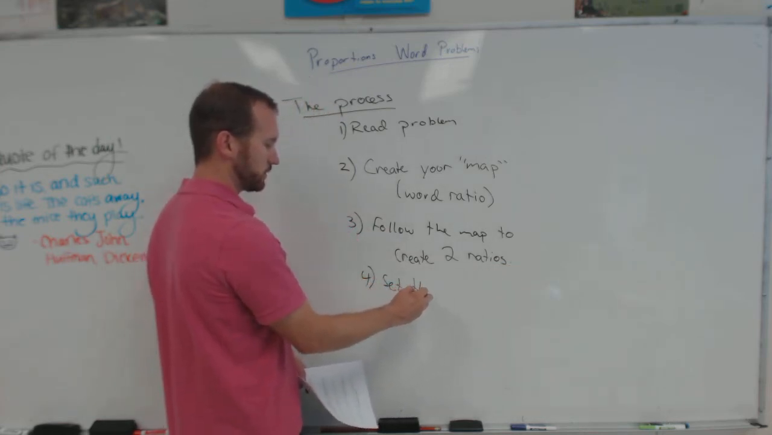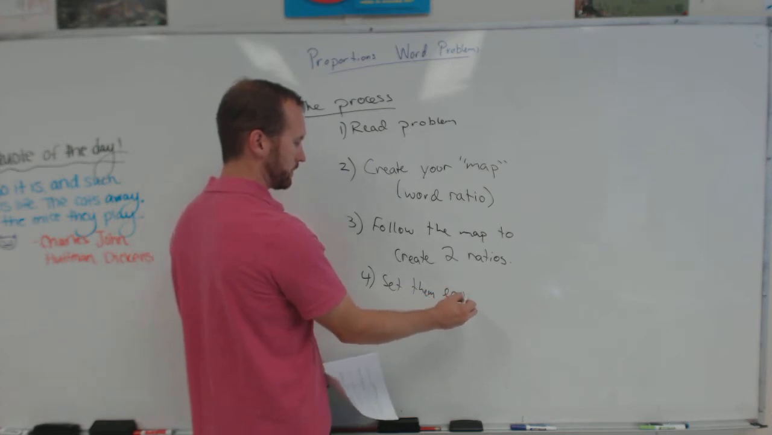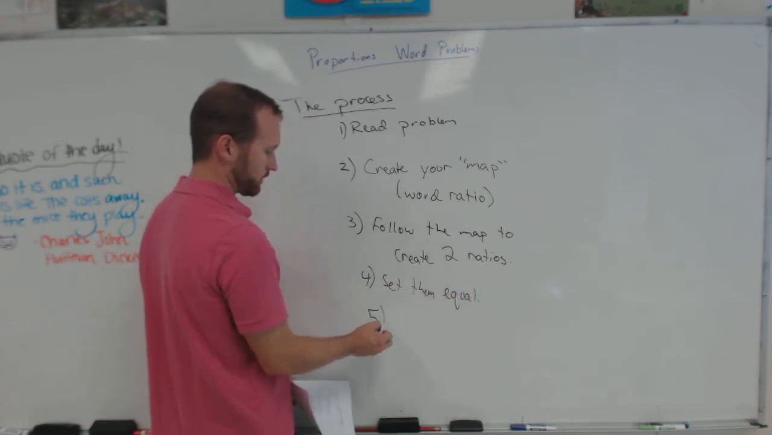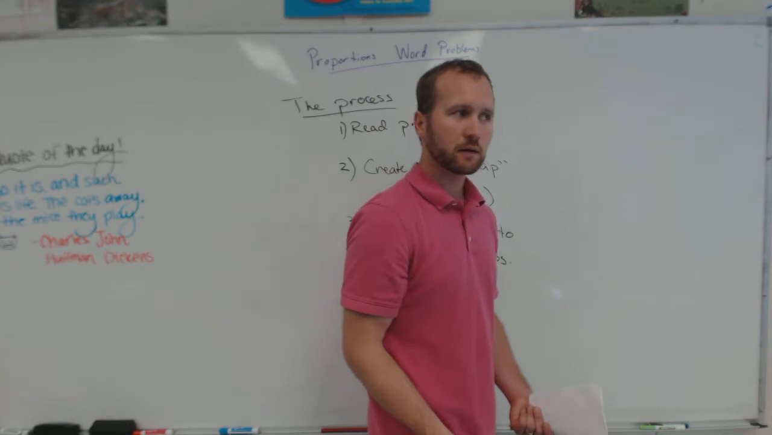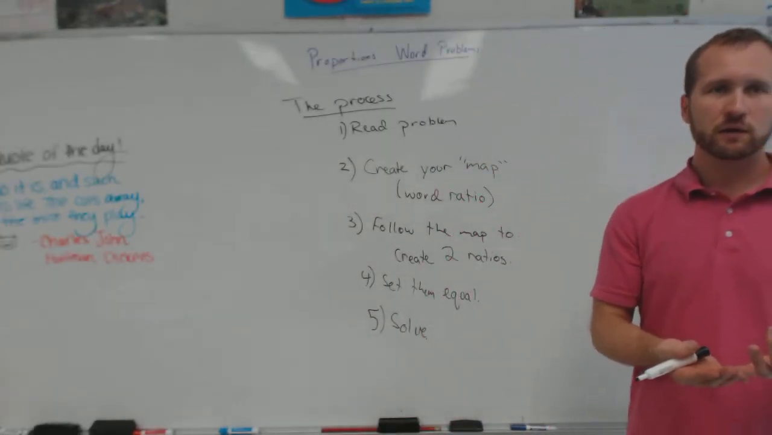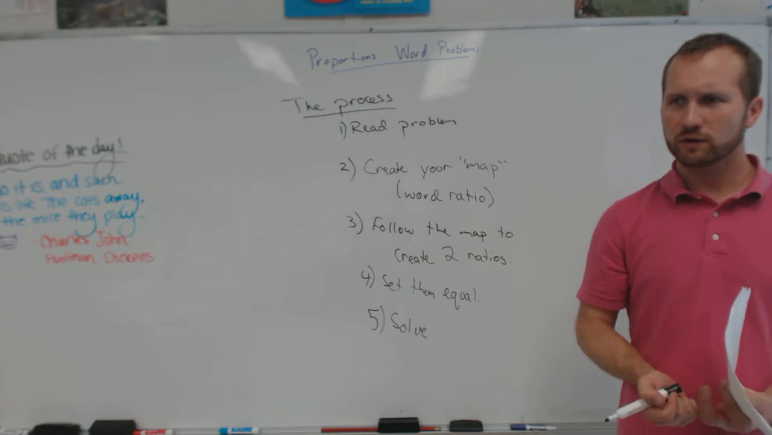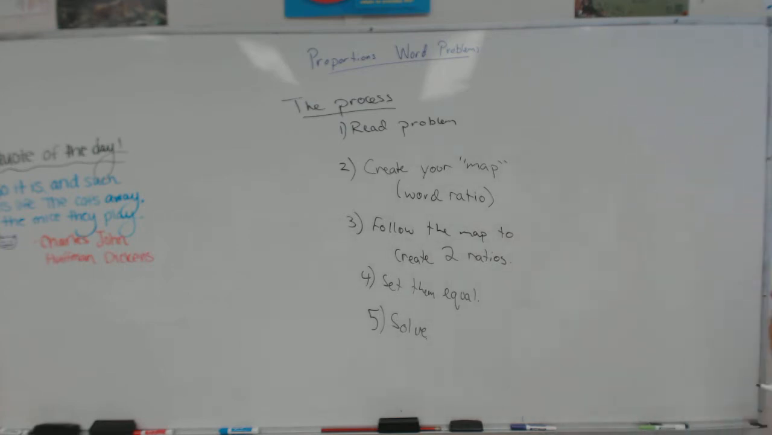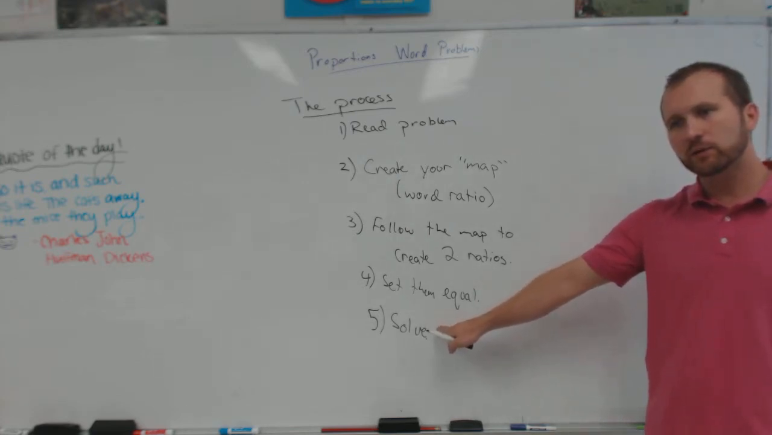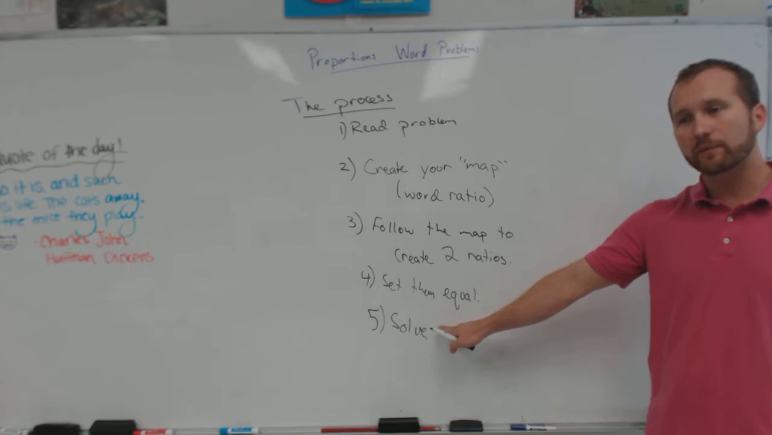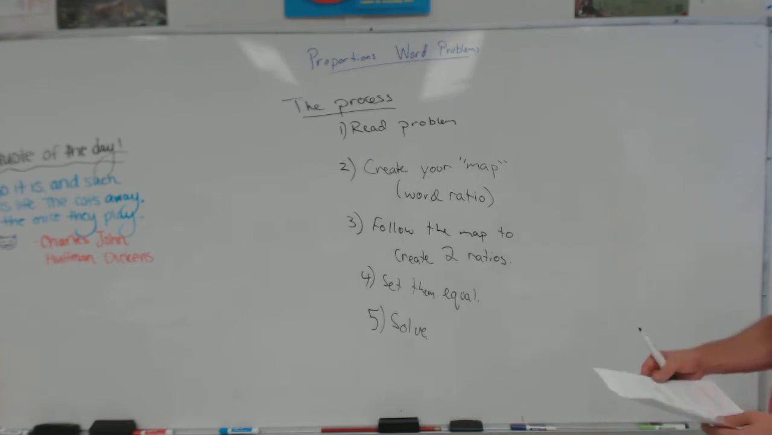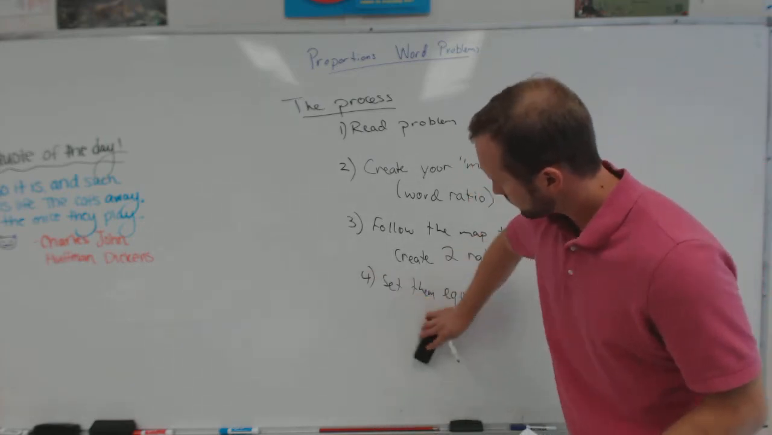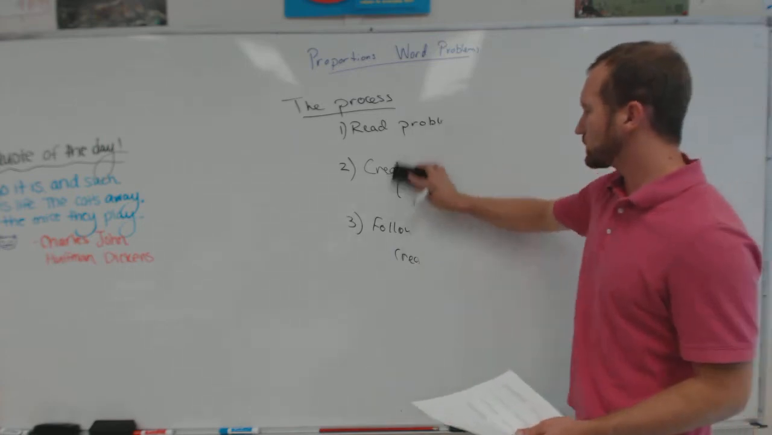Set them equal. If you have two ratios that you set equal to each other, what is that? Two ratios equaling each other? What's that called? A proportion. Yeah. So you're going to solve the proportion. And if you forget on this step what to do, go back to that first map that you created. So let's do one more example. If you didn't quite get that, just look at your neighbors.